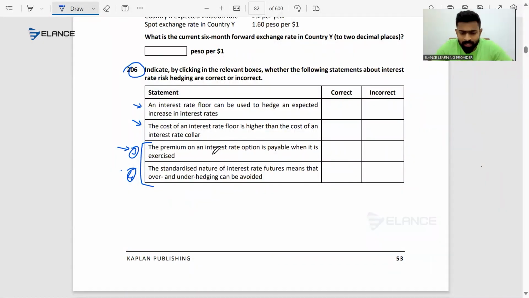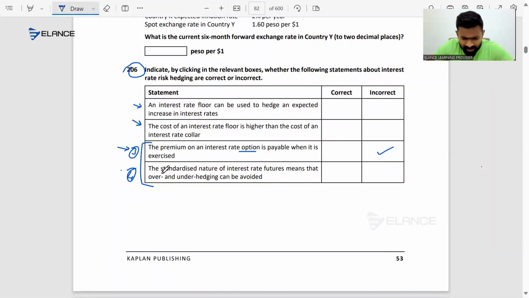The premium on options: we have to pay a premium on options. It is payable only when it is exercised. Correct or incorrect? It's incorrect, right? We have to pay the premium initially itself. We don't know what we are going to do on the future date, whether we are going to exercise or lapse, but we are getting a flexibility. So today itself, we have to make a payment for that premium.